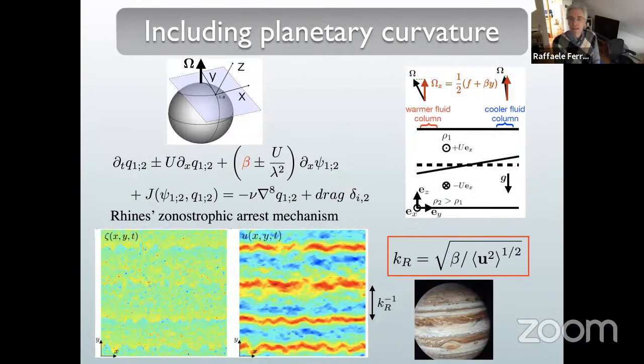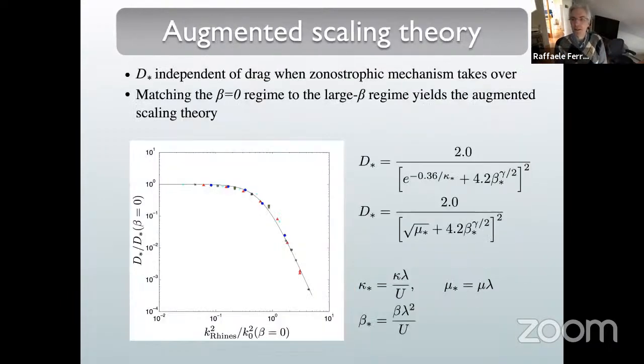And we didn't include the beta in this problem. We can include beta. I'm not going to discuss in detail how we do that, but that is the next big problem. When you include beta, we know that we tend to form jets in this system, so that can suppress the meridional heat transport. We can extend the theory. Now we have a diffusivity that accounts for the presence of beta.